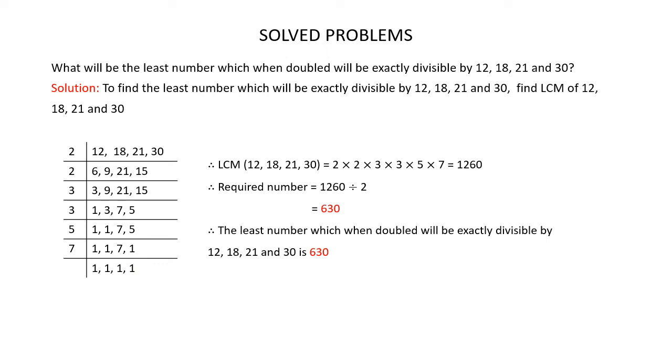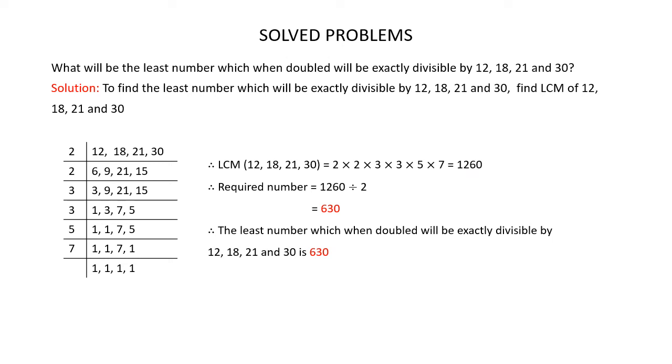Now the prime factors are 2, 2, 3, 3, 5 and 7. So LCM of 12, 18, 21 and 30 is equal to 2 multiplied by 2, multiplied by 3, multiplied by 3, multiplied by 5, multiplied by 7, which is 1260. Now you have to find a number which when doubled will be equal to 1260.